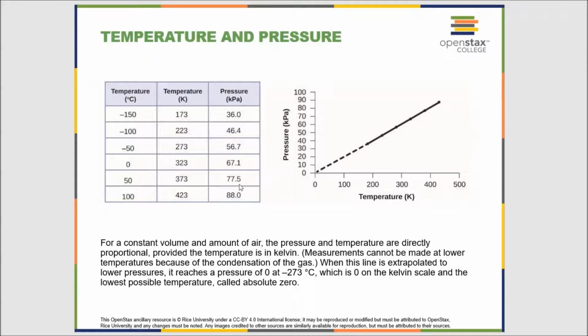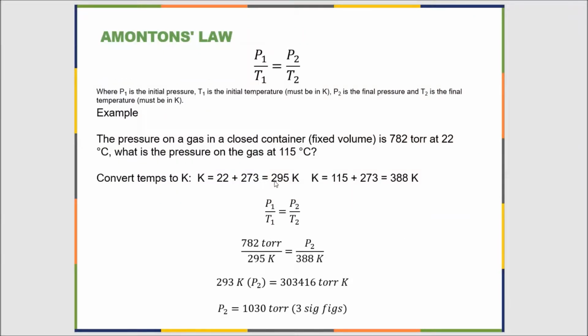So we've talked about temperature and pressure are directly proportional to each other. So therefore, we have these two variables related to each other, and we can come up with Amontons' law, which is P1 over T1, the initial pressure over the initial temperature, equals the final pressure over the final temperature. And in this case, we need to remember, as I said before, that the temperatures must be in Kelvin. So now I'd like to switch to the lecture notes and do an example.